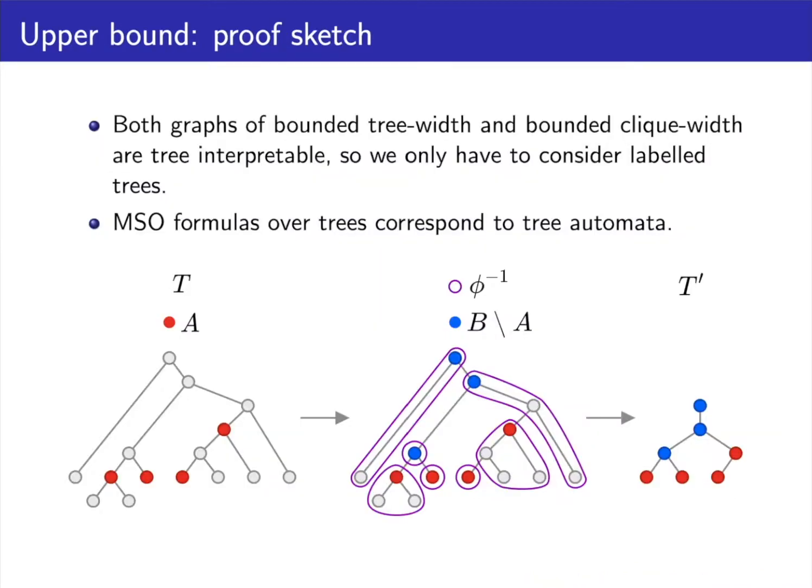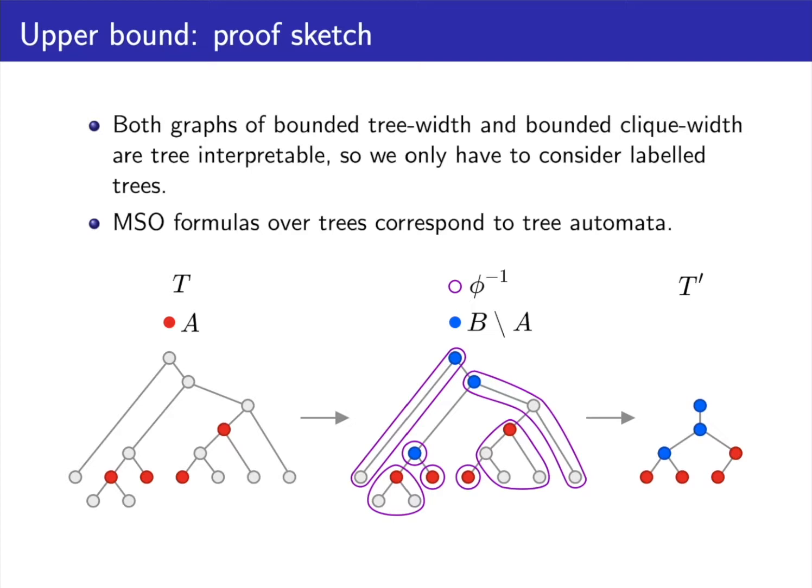All right, let's take a look at how we could actually prove such upper bounds. The idea here is that both graphs of bounded tree width and graphs of bounded clique width are interpretable in trees. What this means is that if you have labeled trees, then using logic, you can pretend that you don't have the original graph, but you can get the structure of the original graph just by applying a complex logical formula on that particular labeled tree. And so this allows us to just focus on the case of trees.